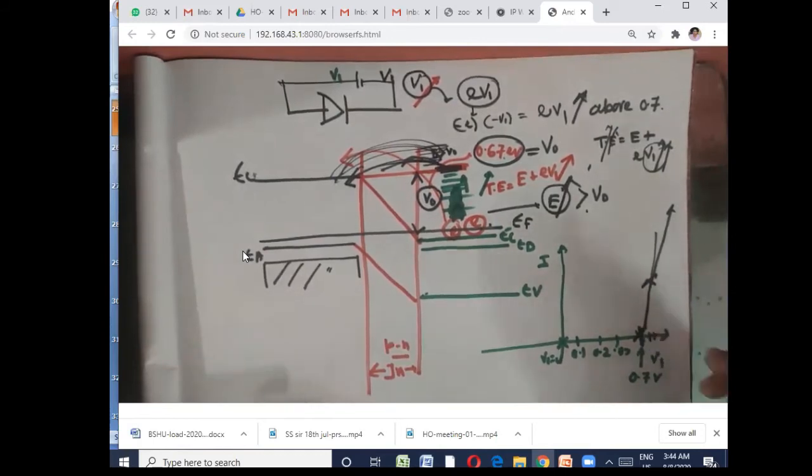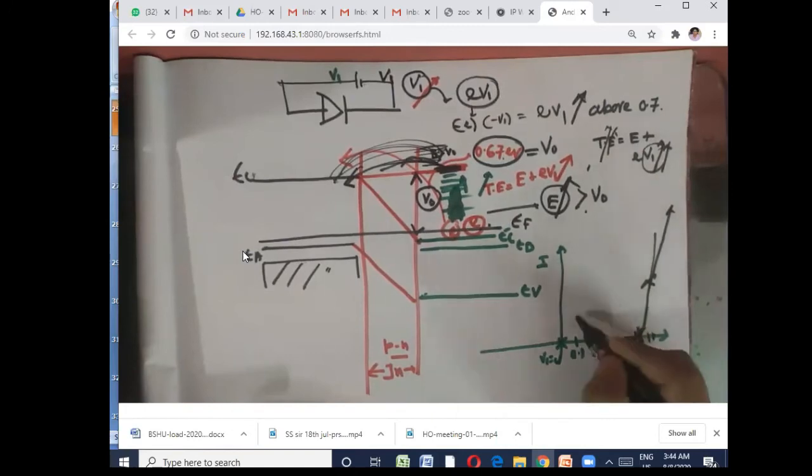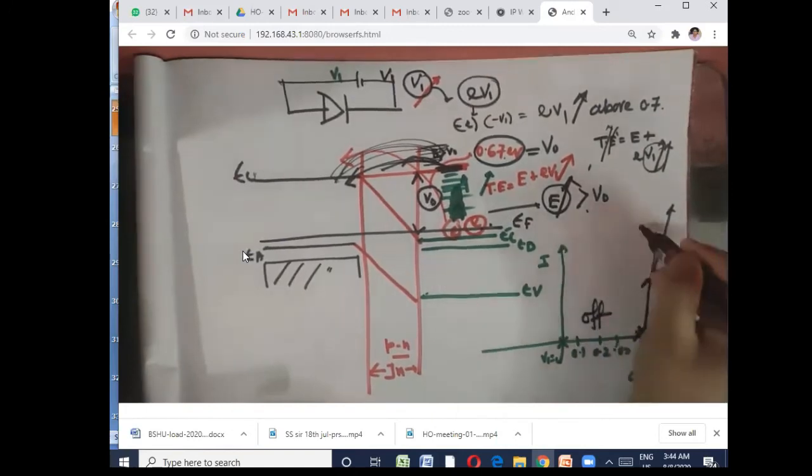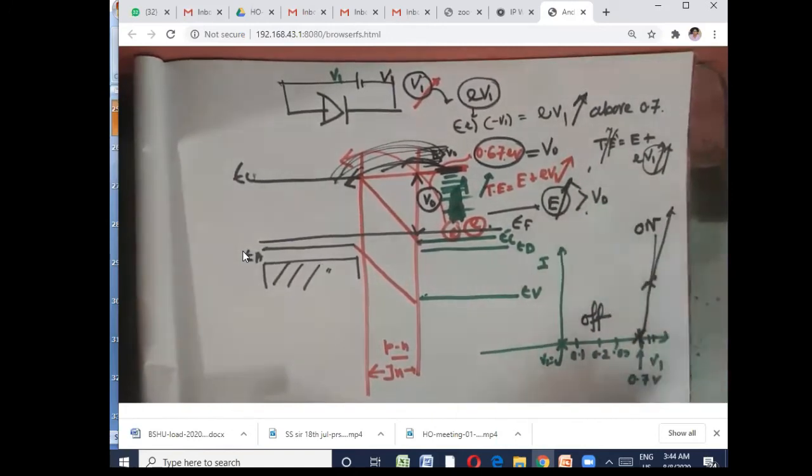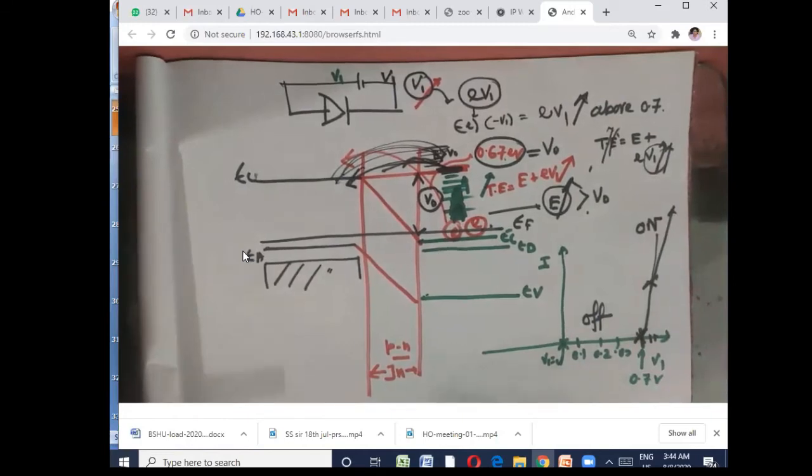Suddenly you see a lot of current. So here the diode is off, and here the diode is on. This makes one of the popular applications of the device as a switch. In logic gate design, it is used as a switch. Now this is the forward bias characteristic of a junction diode.